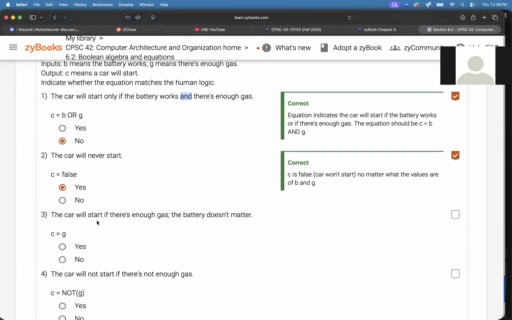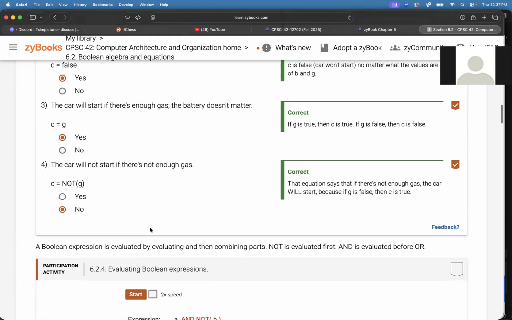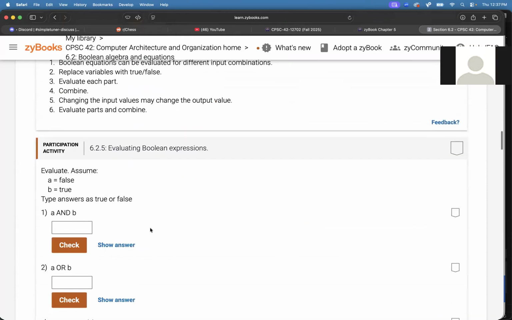Yeah. The car will start if there's enough gas. The battery doesn't matter. So car start equals gas. Yeah. The car will not start if there's not enough gas. This was car start, and this is not gas. So this would be saying that the car will start if there's not gas. It's supposed to be the car will not start if there's not enough gas. So this is like the opposite of what it's supposed to be. Cool. So these are relatively straightforward here.